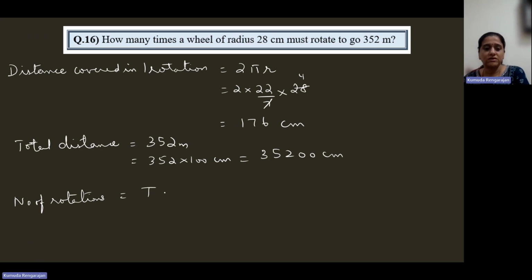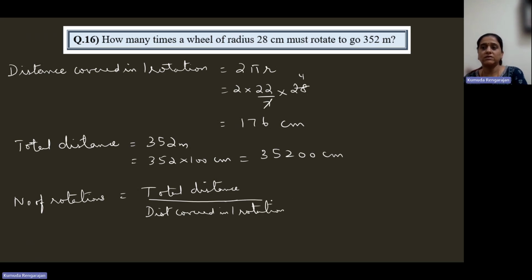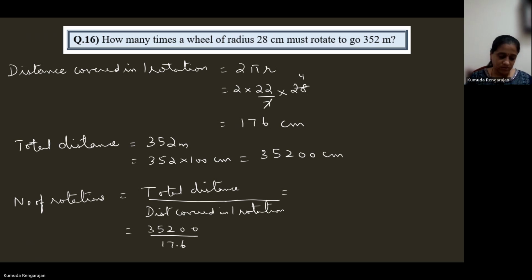Number of rotations is equal to total distance divided by distance covered in one rotation. Am I right? Right? Yeah. So total distance you can write below also. 35200 divided by 176. Same answer.